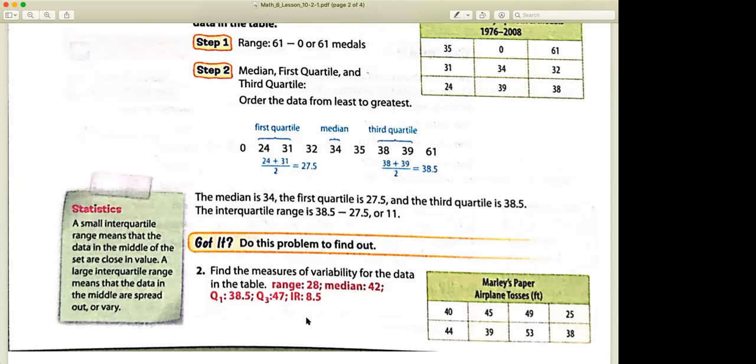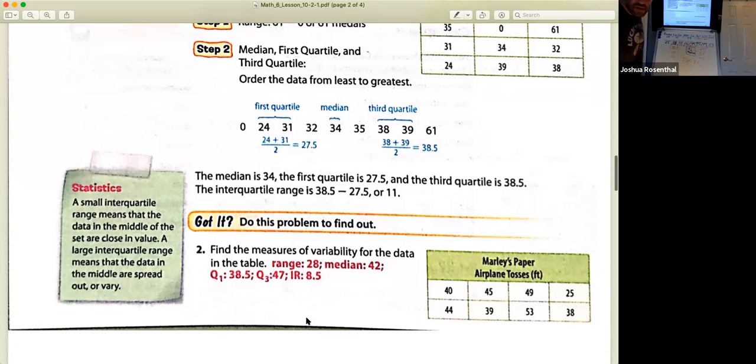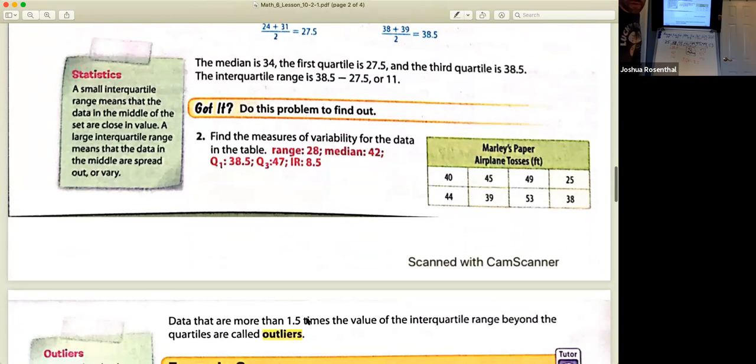Sure. Okay, let's look at this next thing here. This says, data that are more than 1.5 times the value of the interquartile range beyond the quartiles are called outliers. I've never heard of that before. I've heard of outliers. I never knew that there was a number that told you what actually makes an outlier. So let's look at that again. I'm learning something new here too. Data that are more than 1.5 times the value of the interquartile range beyond the quartiles.